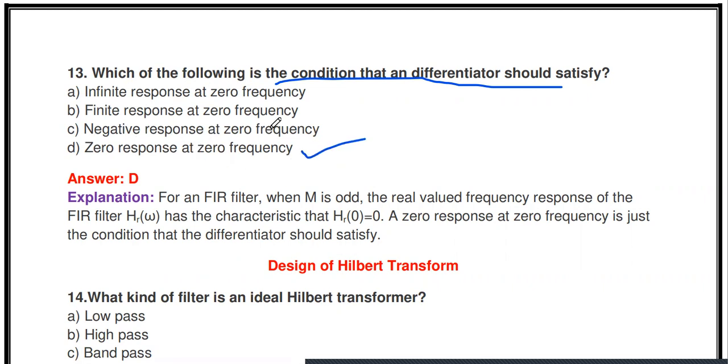Since you know the HD, for a differentiator, what is the capital H of omega formula? H of omega equals j omega. It is directly proportional to the frequency omega. If the frequency is 0, what about the frequency response? It is also 0. So the response is 0 at 0 frequency, and with respect to frequency, it increases linearly.